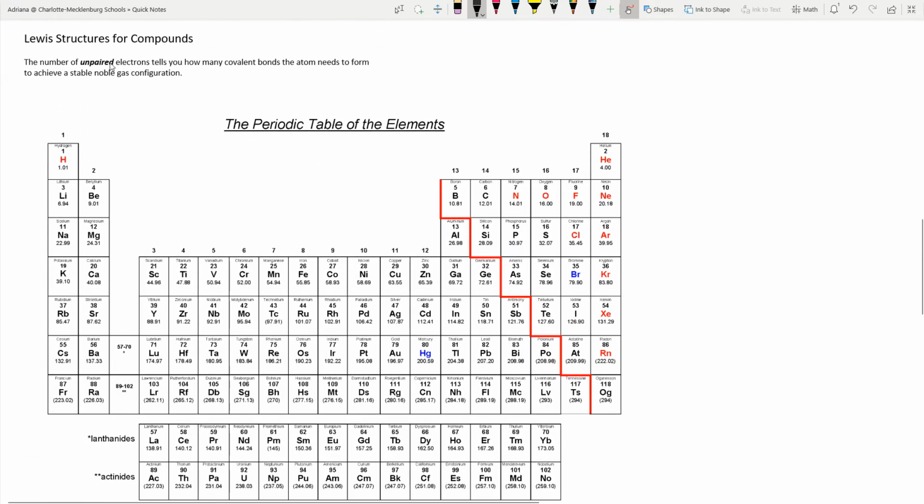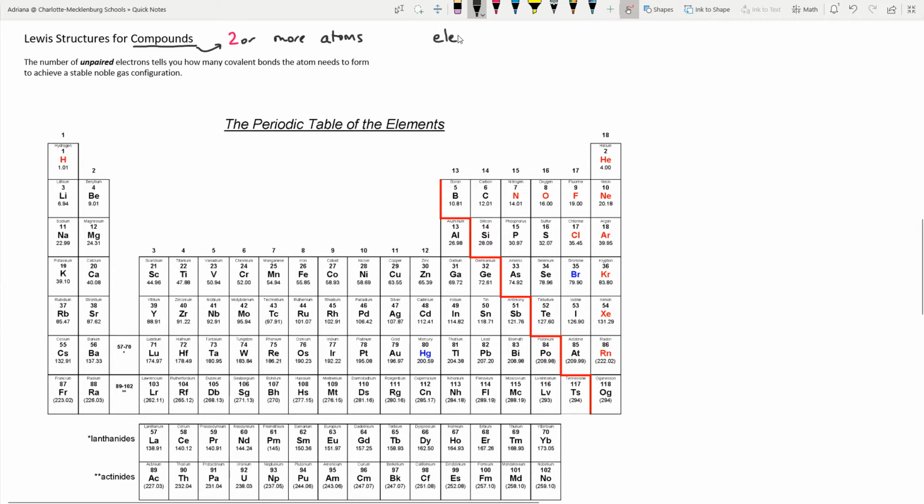So now let's talk about Lewis structures for compounds. Remember that a compound, compared to an element, has 2 or more atoms. Here, let me erase that and make that super clear. It has 2 or more atoms, right?